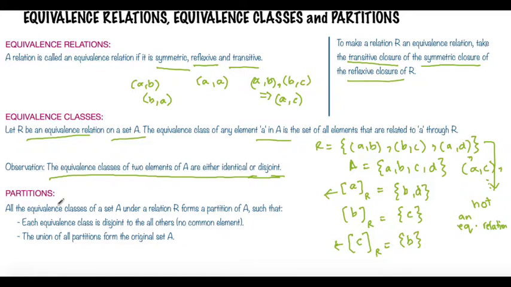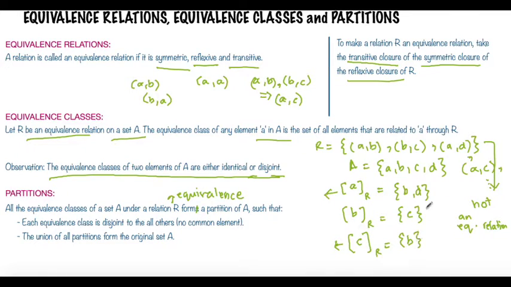Let's define another definition, which is partitions. All the equivalence classes of a set A under a relation R form a partition of A, where R should be an equivalence relation. This is an addition to this definition. Each equivalence class is disjoint to all others, which means no common element, and the union of all the classes forms the original set A. So if we find this set, this set, this set, and the equivalence class of D, for example, then if we take the union of all those sets, we should get the original set A.